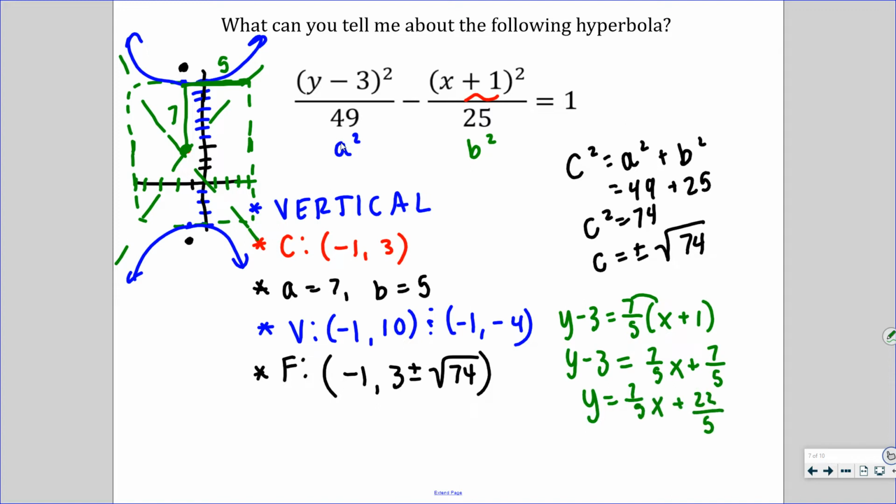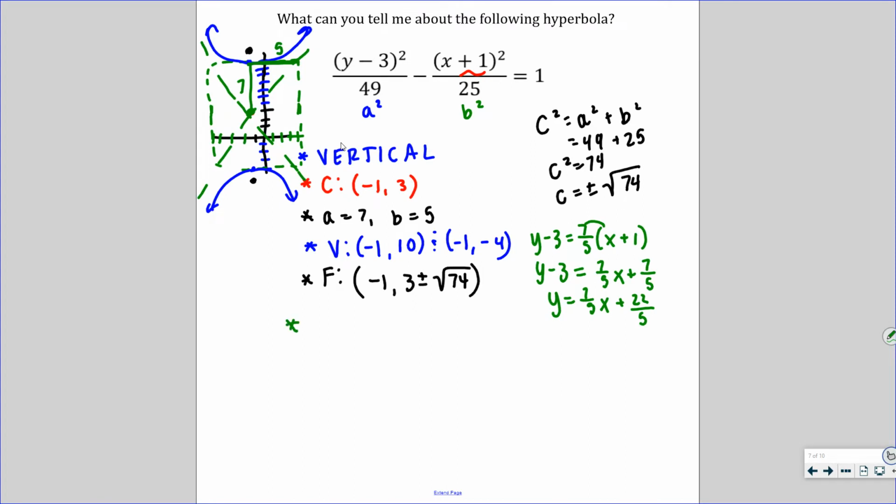There's one asymptote. Okay, to save time, I'm just going to give you the equation of the other one. This is just as a little warm-up, to refresh your memory. We're going to get to do more today anyways.